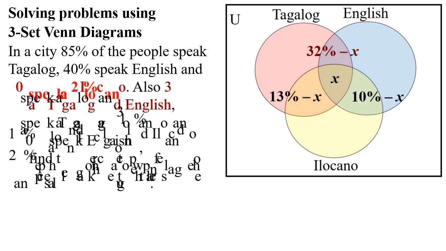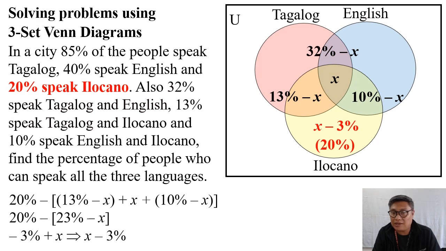So here we have 20% speak Ilocano. So if we have here the percentages that are part of the 20%, how many percent will remain here? So that's the question. How did we get x minus 3%? If we add 13 minus x plus 10 minus x, then subtract this from the 20%. So we have here our solution. The 20%, because this is the total for the Ilocano speaking, minus the 13 minus x plus your x, which is at the center, and the 10% minus x, which is part here.